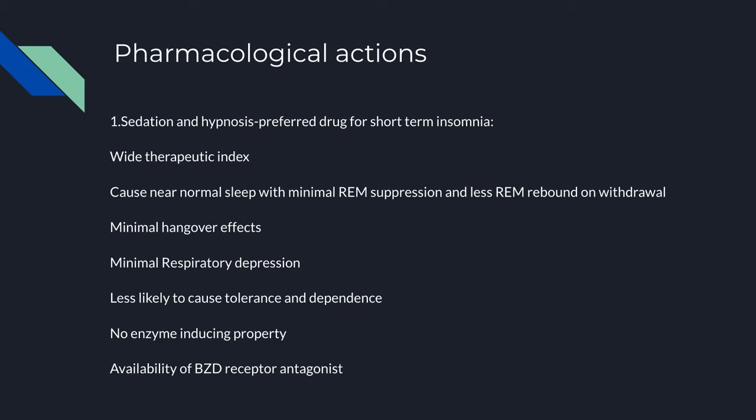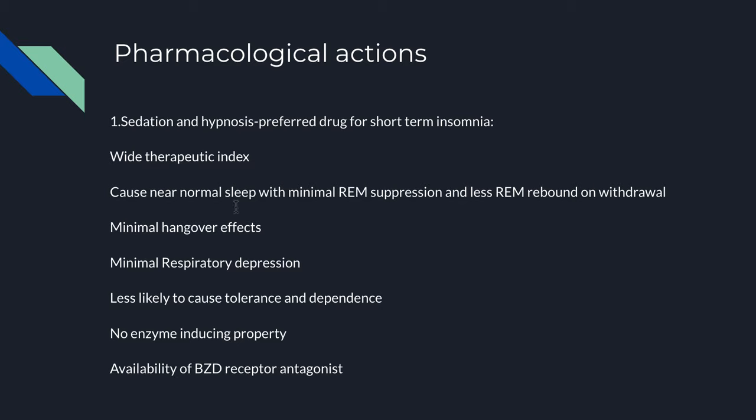Now coming to the pharmacological actions. Sedation and hypnosis. These benzodiazepines are the preferred drug for short-term insomnia in comparison to barbiturates because they have a wide therapeutic index and cause near-normal sleep with minimal REM suppression and less rapid eye movement rebound on withdrawal.